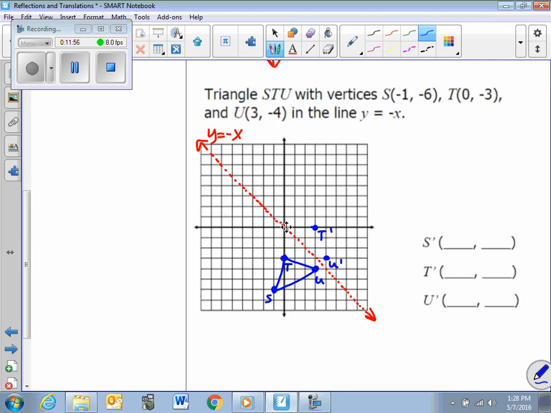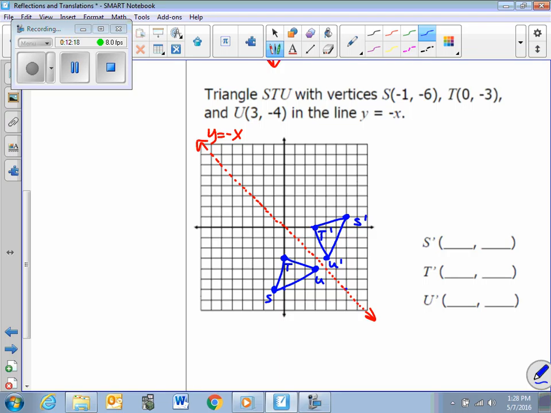I have to go over 1, 2, 3, 4, 5, 6, 7 to get to the line of reflection. So now I need to go up 1, 2, 3, 4, 5, 6, 7. So there's S prime right there. And here is my reflected triangle.